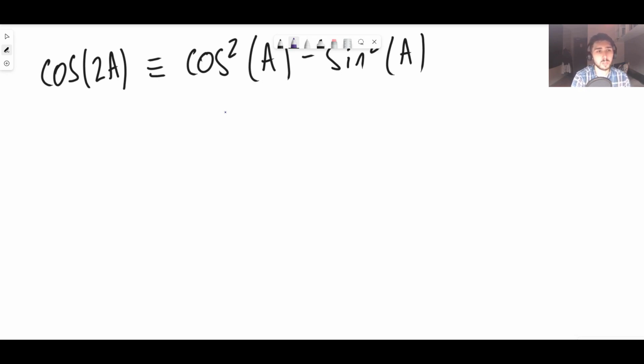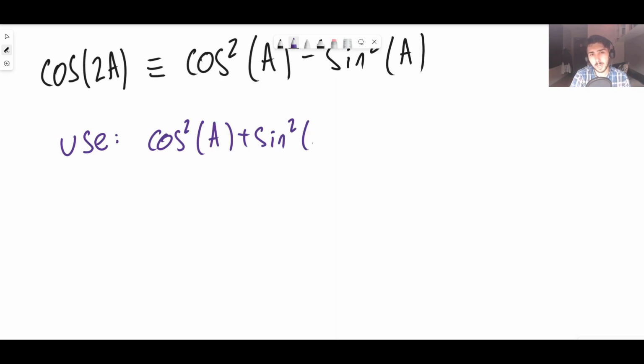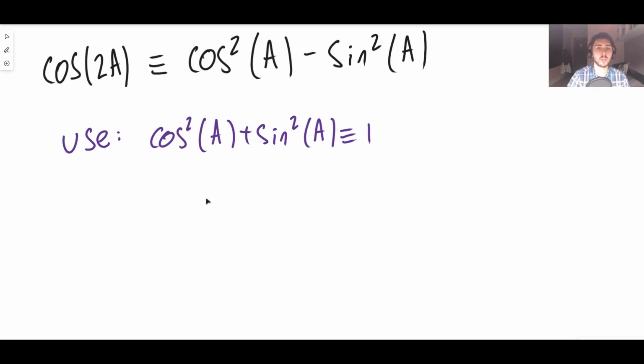But we need to use the very famous equation that cos squared of any angle plus sine squared of any angle is always equal to the number 1. Always, in any case. So we're going to use this. This just comes from Pythagoras. I'll make a video proving this one in the future. It's very important, one of the most important formulas in trigonometry.